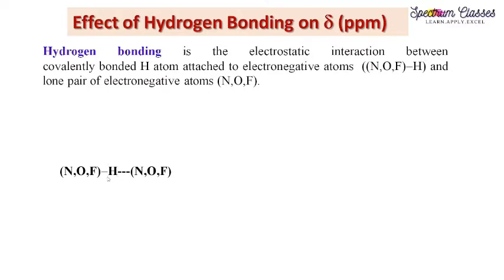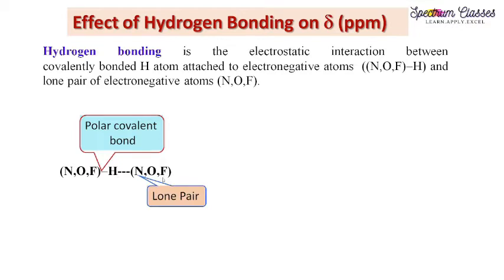The specialty of the hydrogen atom which shows hydrogen bonding is that it is covalently bonded with highly electronegative elements, that is nitrogen, oxygen, or fluorine. This hydrogen has electrostatic interaction with the lone pair present on the electronegative elements, nitrogen, oxygen or fluorine. Here is the covalent bond between the highly electronegative element and the hydrogen atom, and here is the lone pair of electrons present on these highly electronegative elements.